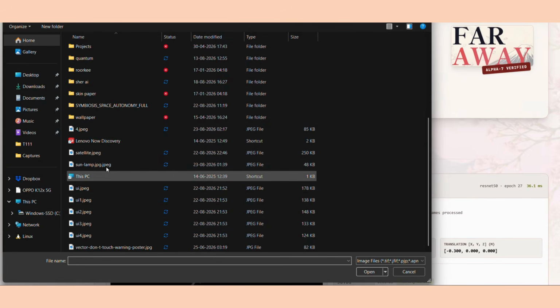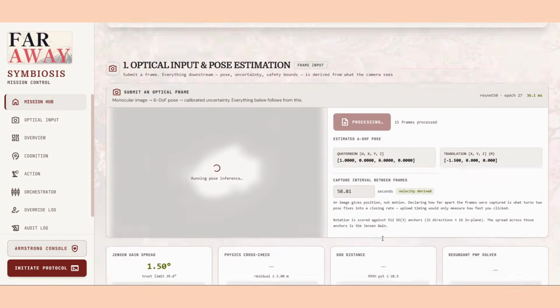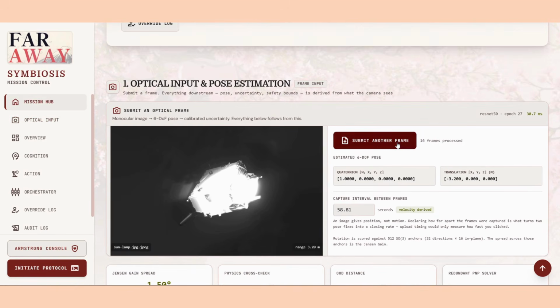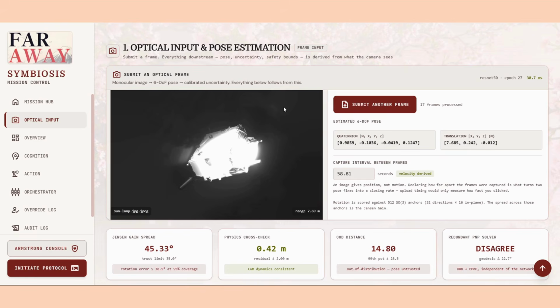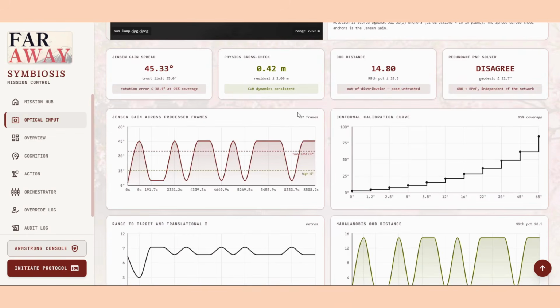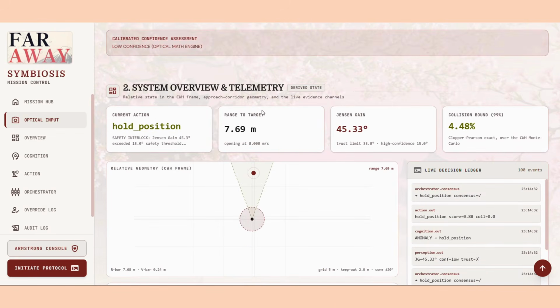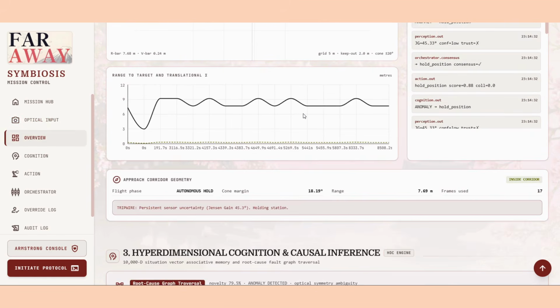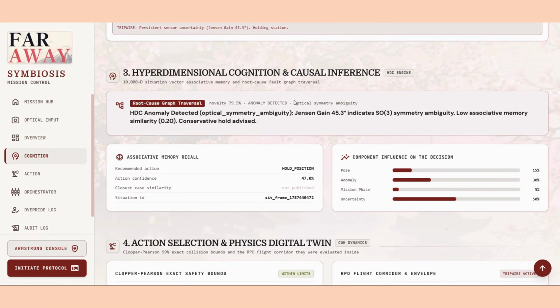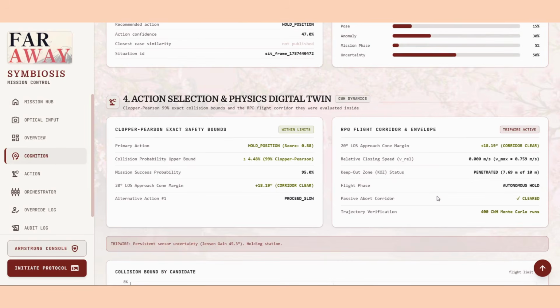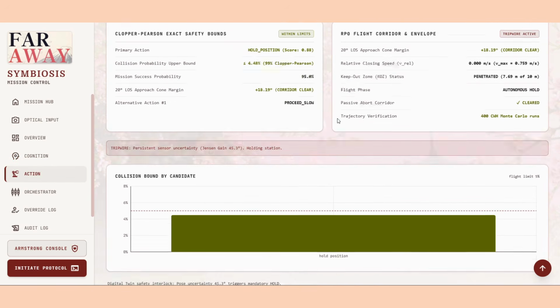After uploading a very bright sunlight image, we see the Jensen gain is 45 degrees, which is completely unsuitable for docking. These are the graphs, and even the system overview is telling us to hold position because the visibility is pretty low. Moving on, even the HDC, after running 10,000 times, tells us to hold position mainly due to the uncertainty. All of the NASA SUITE tests are passed, and hold position is the correct decision over here.